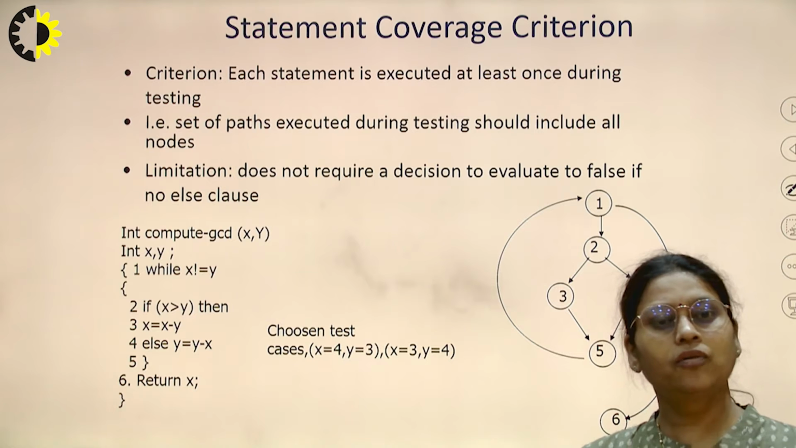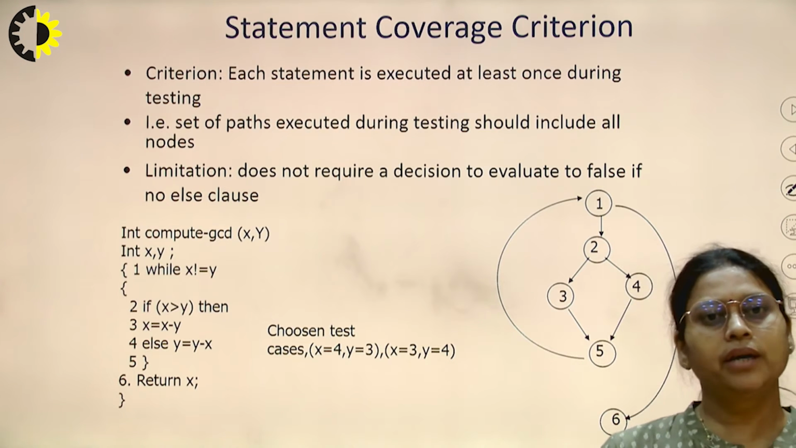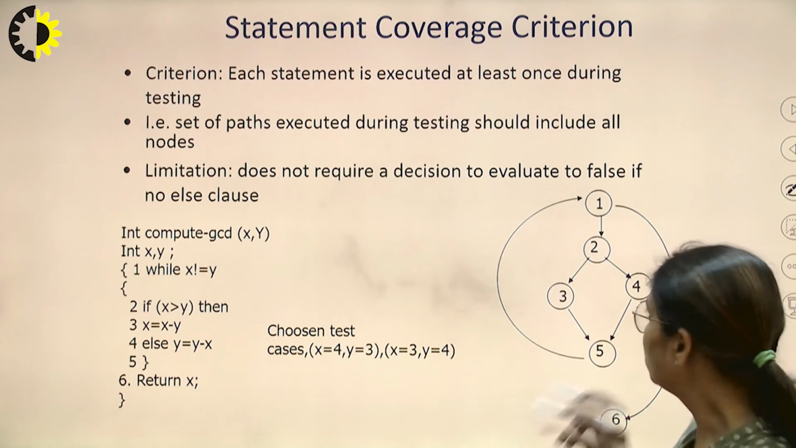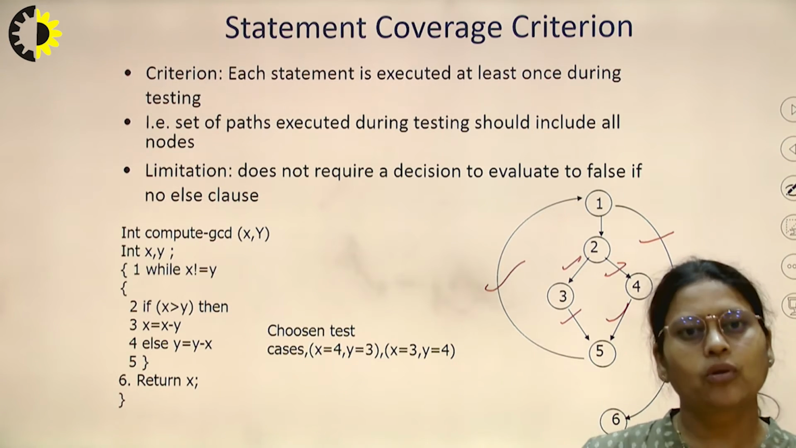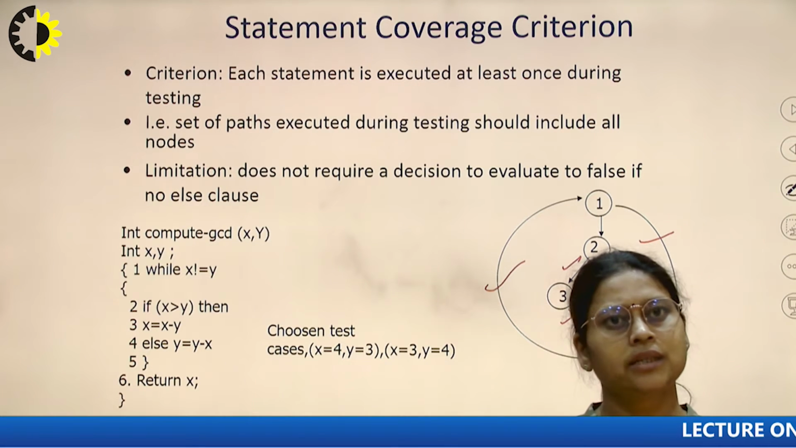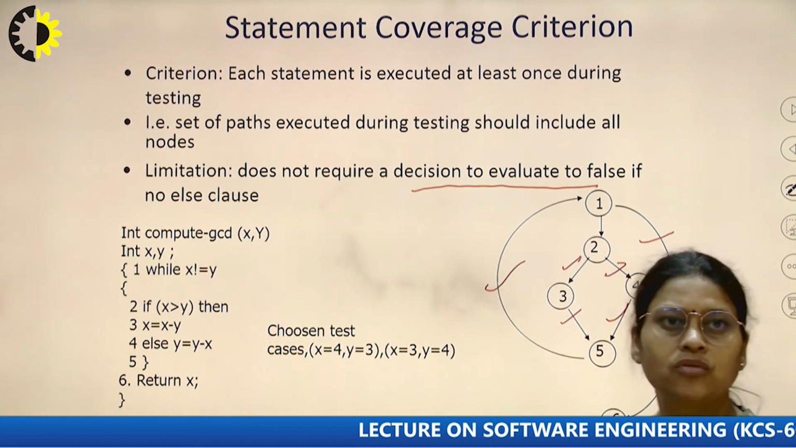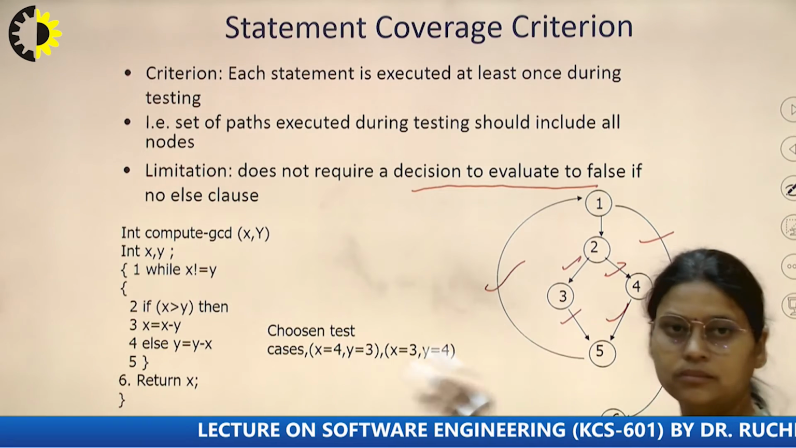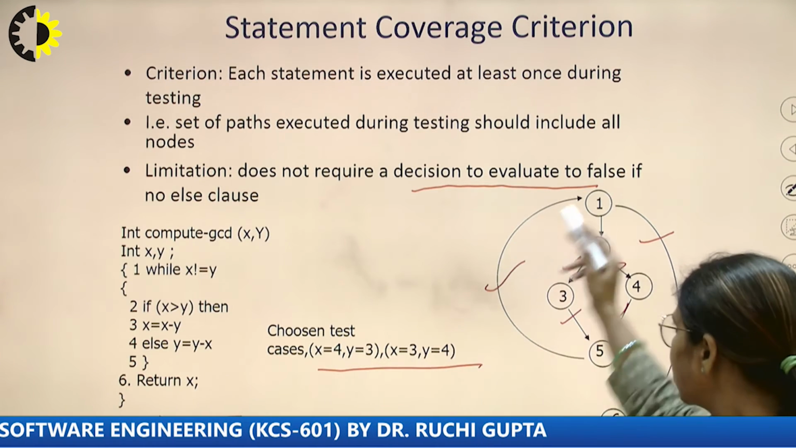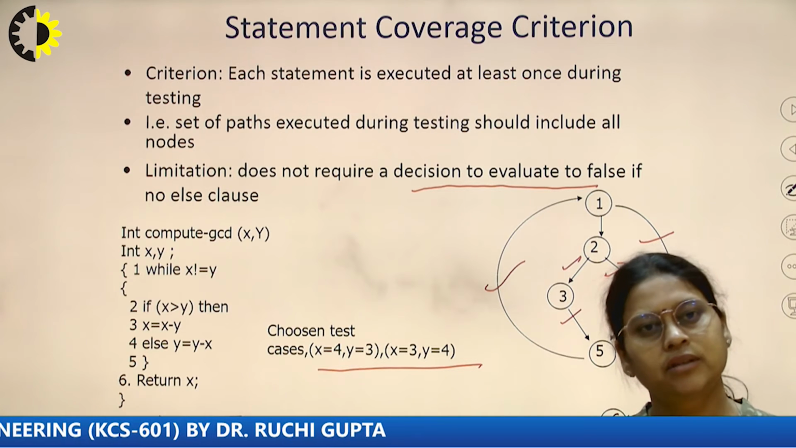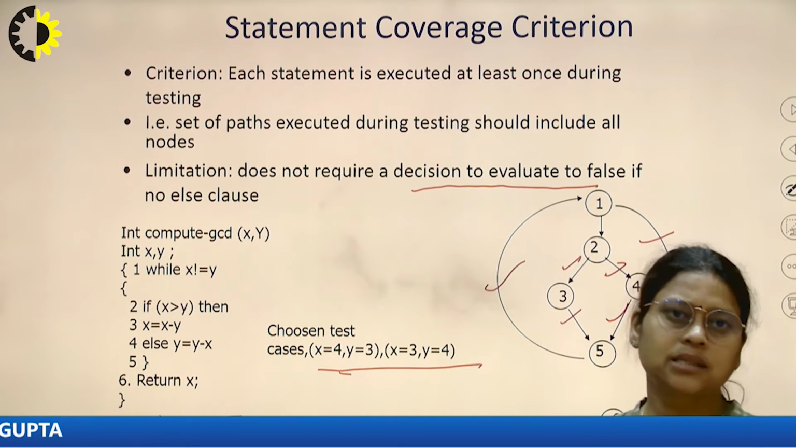There are two methods of coverage of the program. One is statement coverage. The criterion is that each statement is executed at least once during testing. It means each and every edge is to be traversed at least once, so that we can say the program is correct. A set of paths executed during testing should include all the nodes, and all the nodes should be covered. The limitation is that it does not require a decision to evaluate to false. First we convert this graph into a DD graph. Then we select some test cases and apply them to check whether all the edges are traversed. With these test cases, all the edges are traversed at least once, so we can say that it is correct.